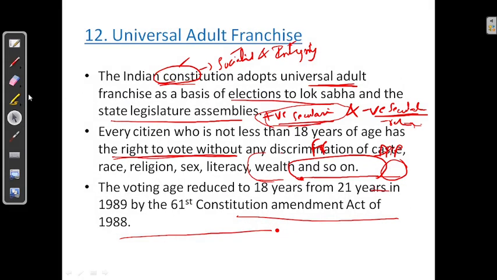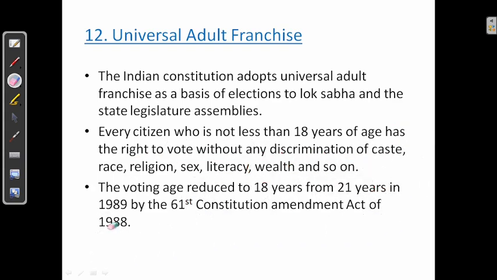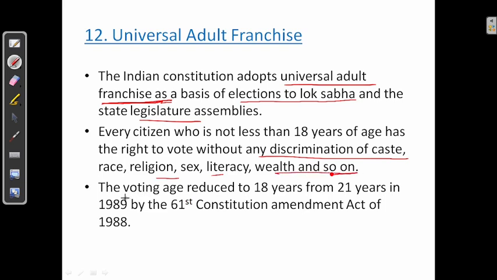Next, we'll see the universal adult franchise. The Indian Constitution adopts the universal adult franchise as a basis of elections to the Lok Sabha and the state legislative assemblies. Universal adult franchise is nothing but every person above 18 years of age has a right to vote. Every citizen who is not less than 18 years of age has a right to vote without any discrimination of caste, race, religion, sex, literacy, wealth, and so on.